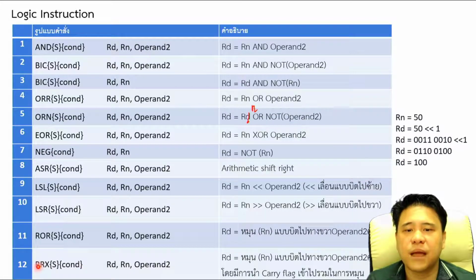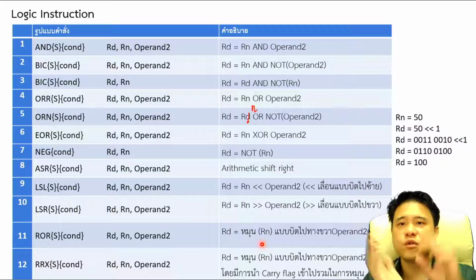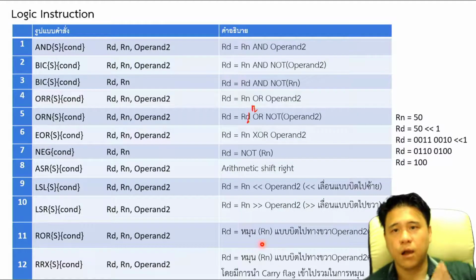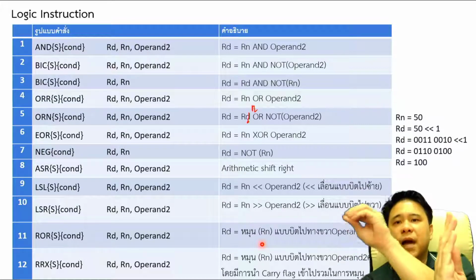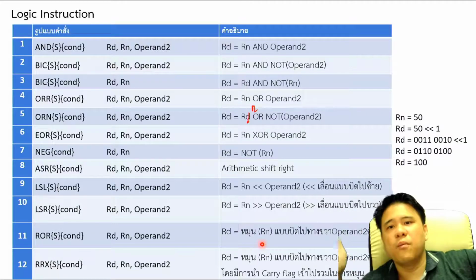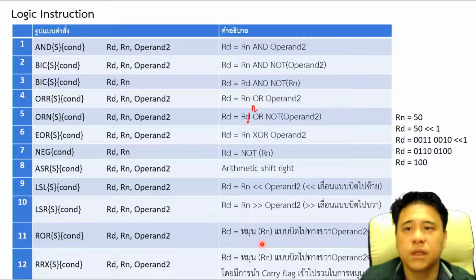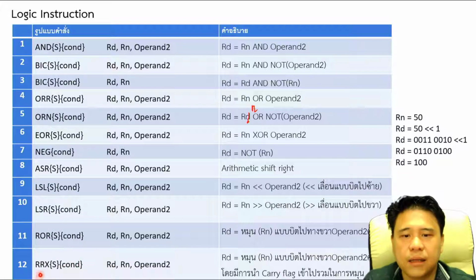For the next one, the next command is called ROR. ROR is rotate. It rotates Rn by operand 2 times. So what is the difference between shift and rotate? For the shift, you just shift it and that's it. Everything else is gone. But for rotate, it means that when you shift anything out of the bits, it has to go back to the front. If you shift to the left, and if you shift to the right, they will go back to the end of your group of numbers. Okay, that's it. And the last one is RRX.